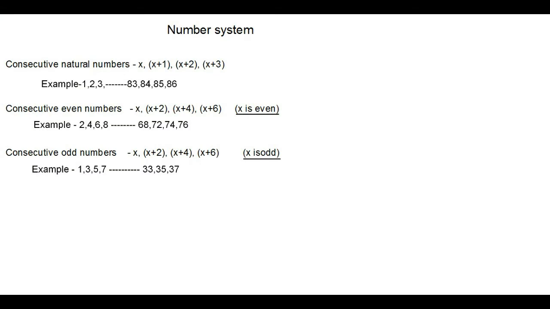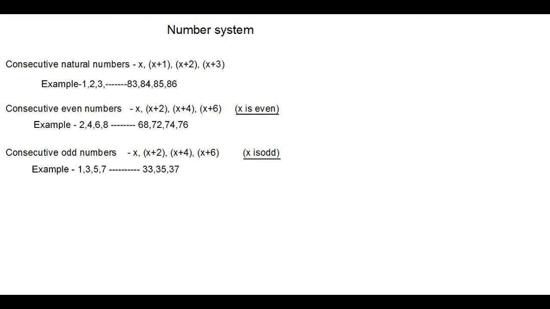Those numbers which come one after the other at regular intervals. Now we have various types of consecutive numbers. Let us first understand these and then we shall take up some examples based on them. The first one here is consecutive natural numbers. So these are those natural numbers which come one after the other.